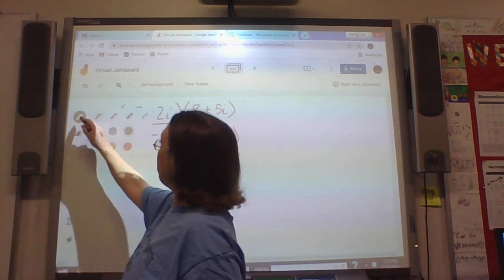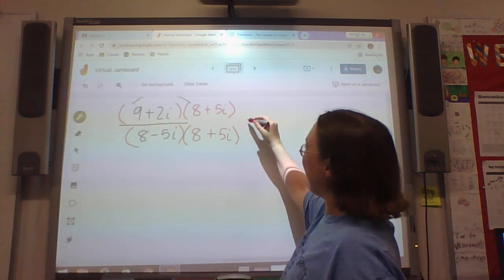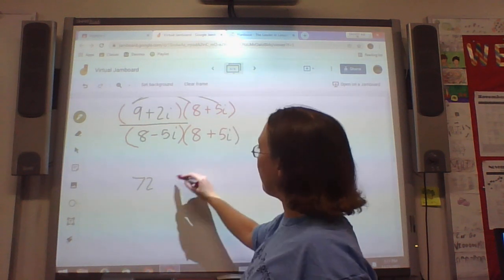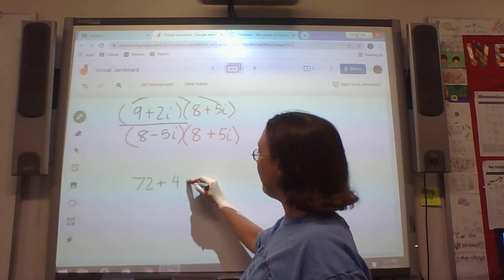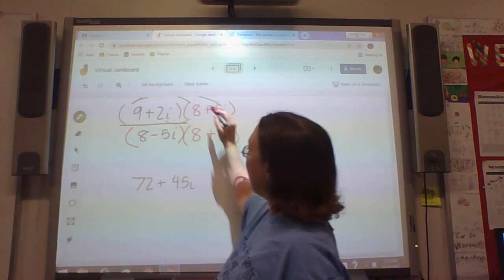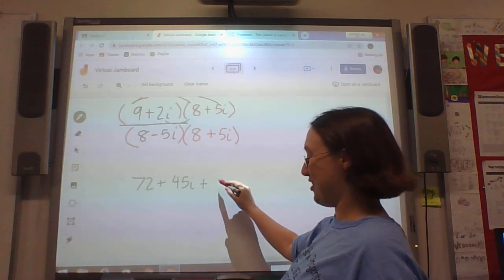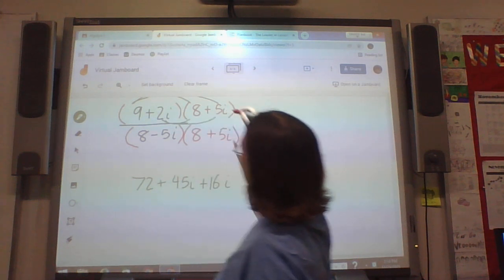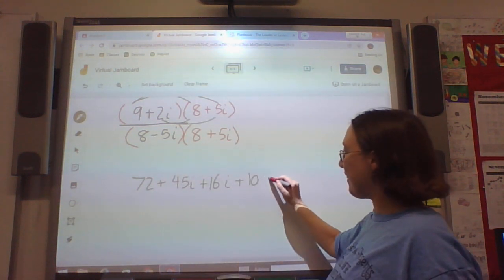So we're FOILing the top. 9 times 8 is 72. On the outside, we got 9 times 5, that gives you 45. That's got an i with it. On the inside, 2 times 8 is 16. That's got an i with it. 2 times 5 is 10. And that's an i squared.